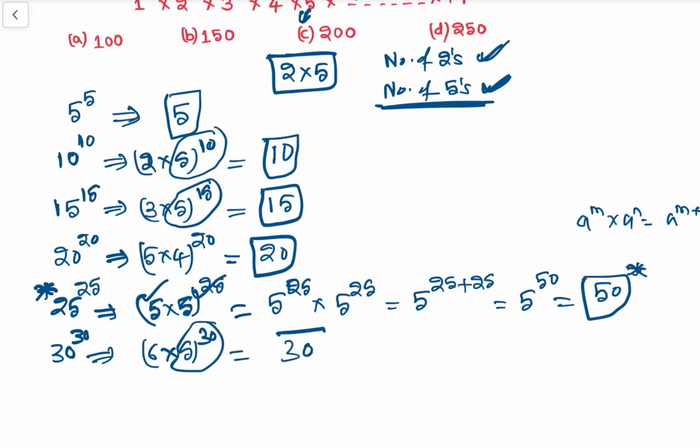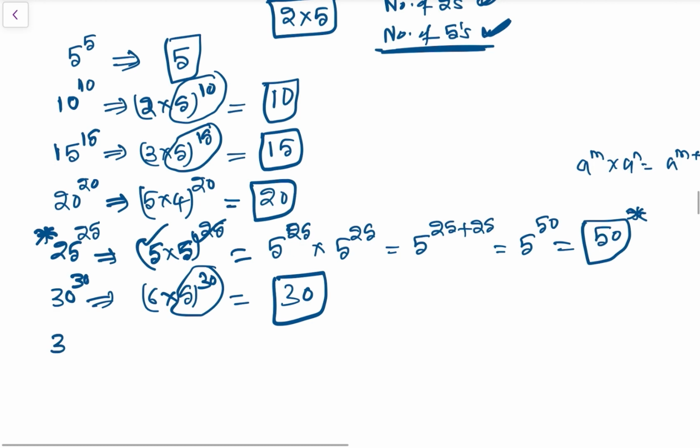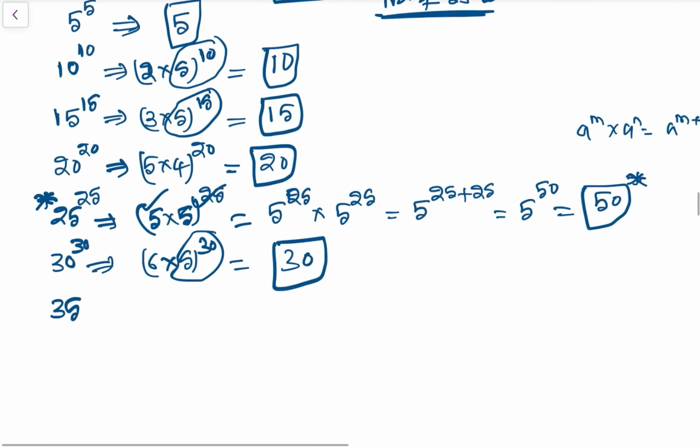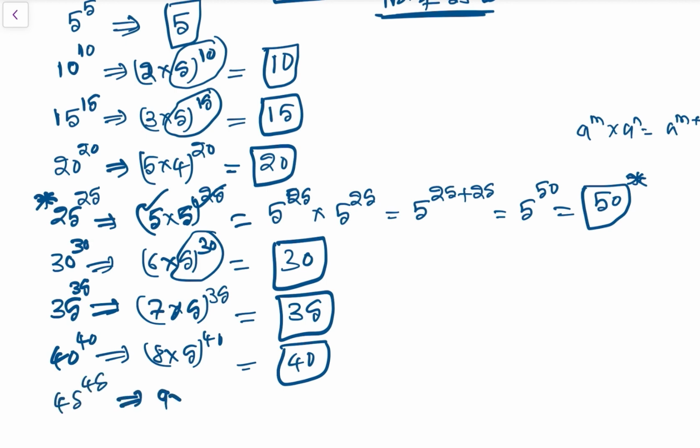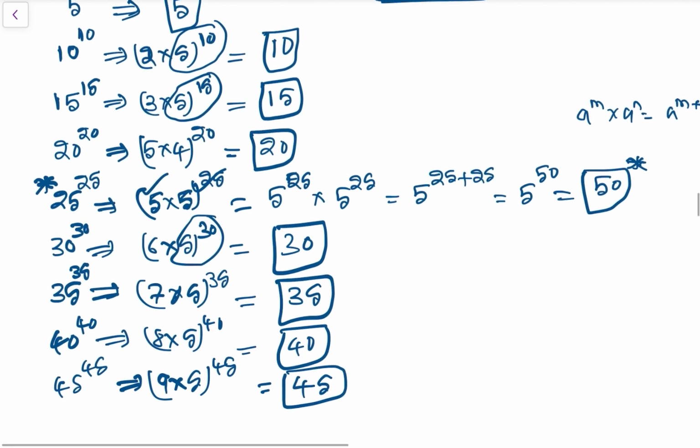35 आएंगे, 35. ठीक है, then next is 35. So expression is still 49. So 35 to the power 35 है, so that is 7 into 5 to the power 35, that is 35. Then 40 to the power 40, that is 8 into 5 to the power 40. ठीक है, then that is 40. Then 45 to the power 45, that is 9 into 5 to the power 45, that is 45. ठीक है, so 45 आ गया.